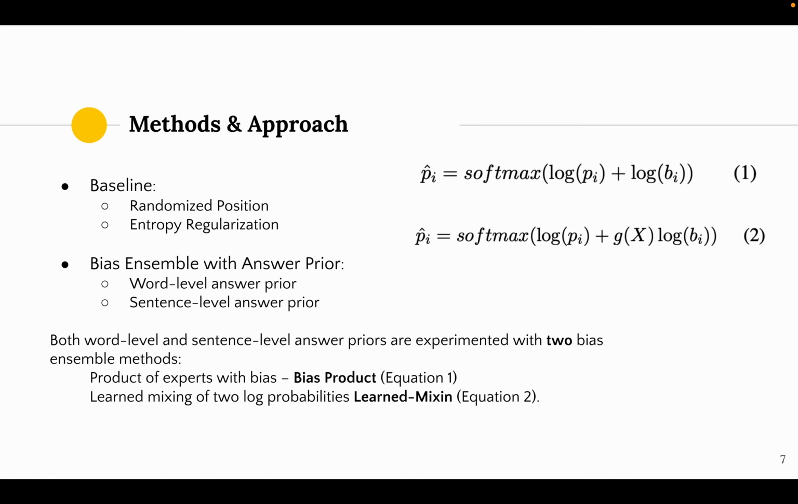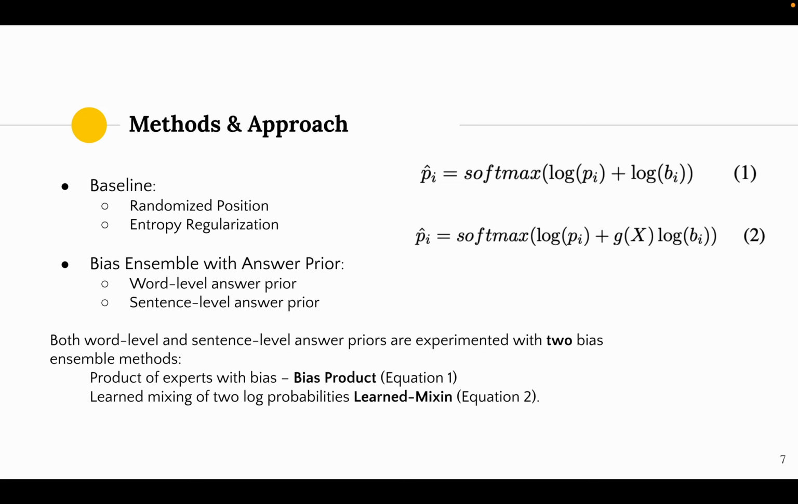Let's talk about the last part in more detail. In the baseline, we use 2 methods, randomized position and entropy regularization. But to get even better results, we use bias ensemble with answer prior. Regarding the word level answer prior, it means that given the training set having n examples with n answers, we compute the word level answer prior at position i over the training set. We also use the sentence level answer prior, which dynamically changes depending on the sentence boundaries of each sample.